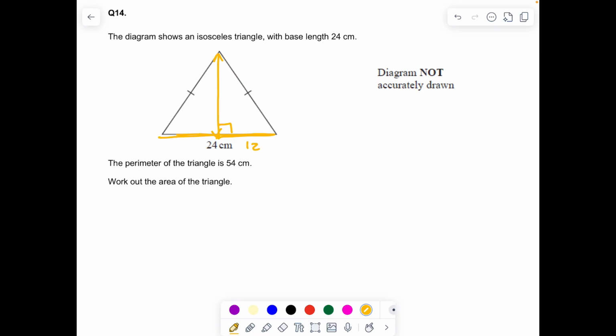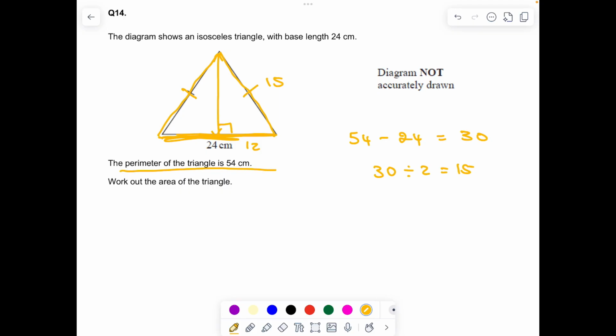Now I need to just work out what this part here is. And I can do that because they tell me that the perimeter is 54. So I'm going to do 54, take away 24, because I know this is 24. So that gives me 30. So it means that this plus this must give me 30. Since it's isosceles, it means that these two are the same. So I'm going to do 30 divided by 2 to give me that this side here is 15.